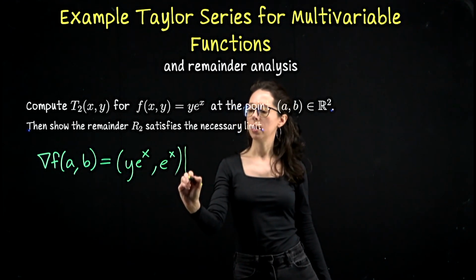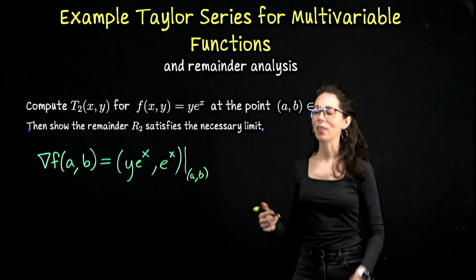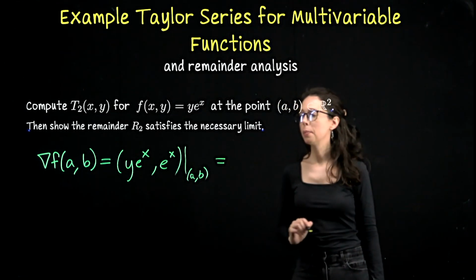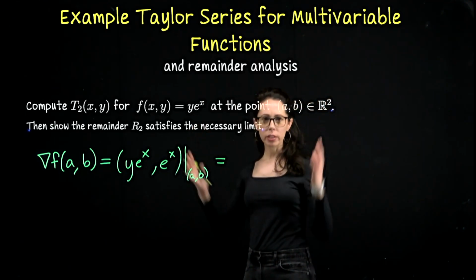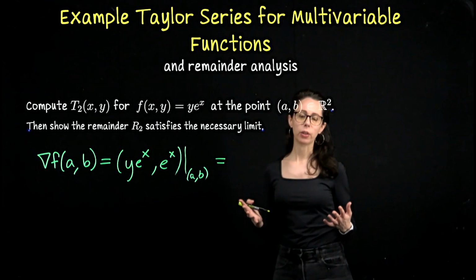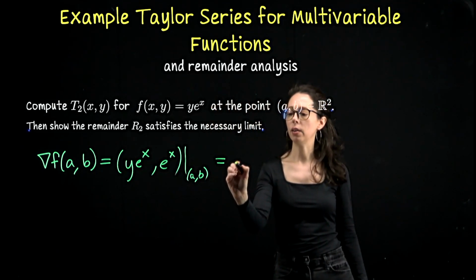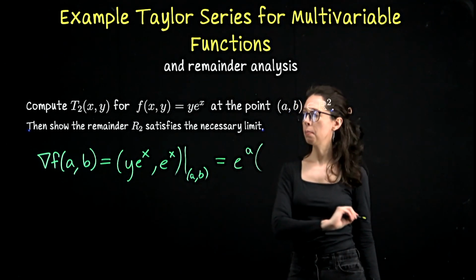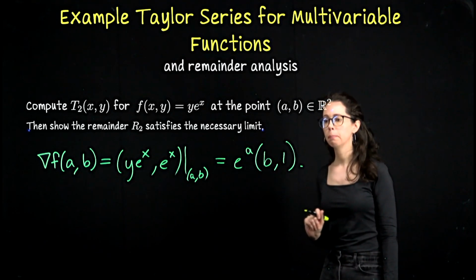Here I have a and b. So what you can do is put in an evaluation bar to say, we're going to evaluate this at that point. Let me plug in x equals a, y equals b. And as I do so, one strategy whenever you're working with vector valued expressions in math is to try to factor out as much as you can. So let me pull out the scalar quantity e to the a so that we have b and 1. Okay, that's one term we need.